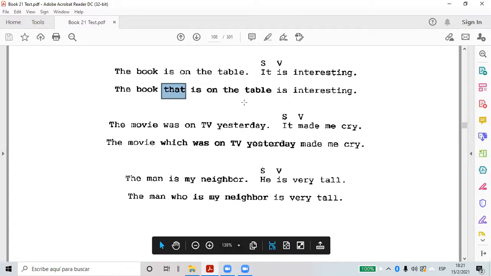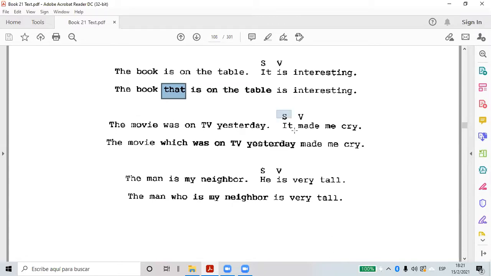Another one: the movie was on TV yesterday. It made me cry. It refers to what? To the TV or to the movie? The movie. So, yes, which must follow the movie, okay? The conjunction that starts the adjective clause must follow the noun that it is describing or relating. The movie which was on TV yesterday made me cry.